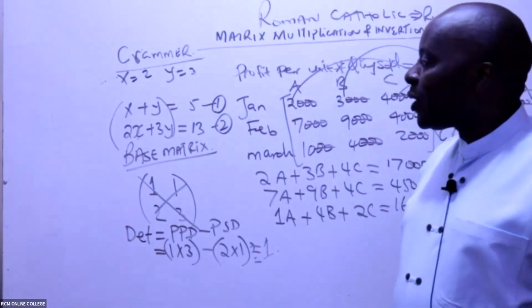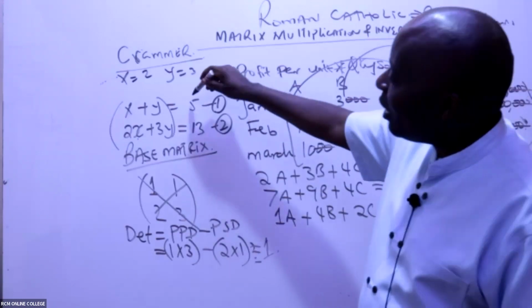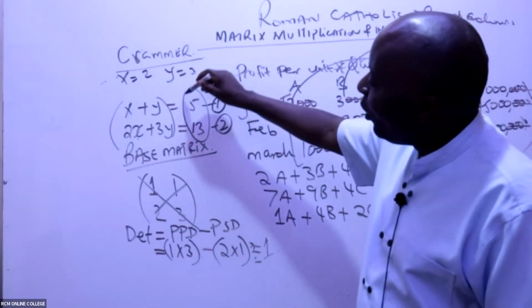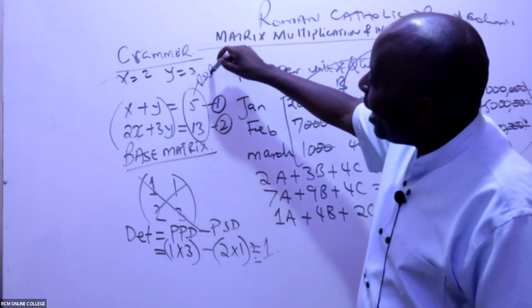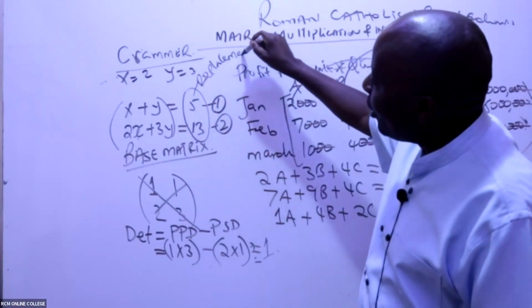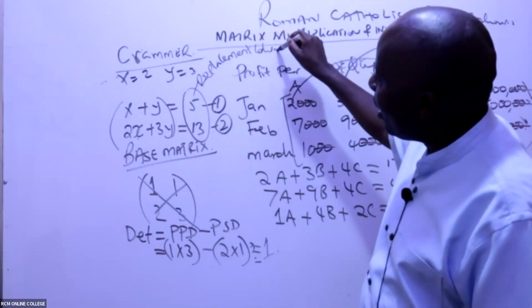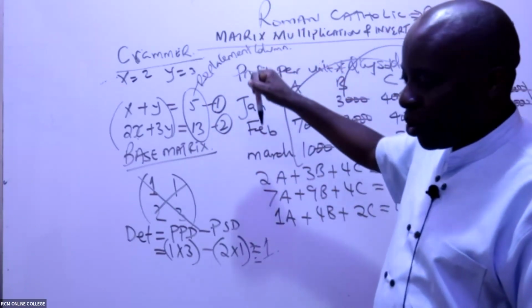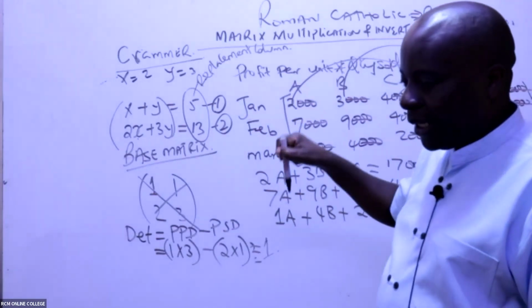So under Cramer's rule, these particular figures that you have here, we normally call them replacement. So this is the replacement column. That is what Cramer called them.